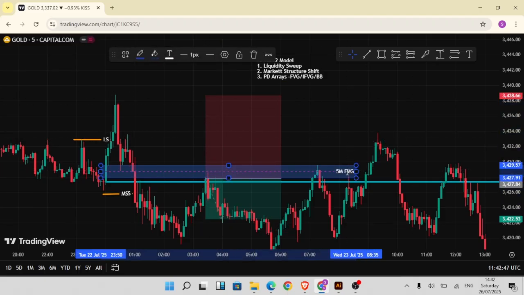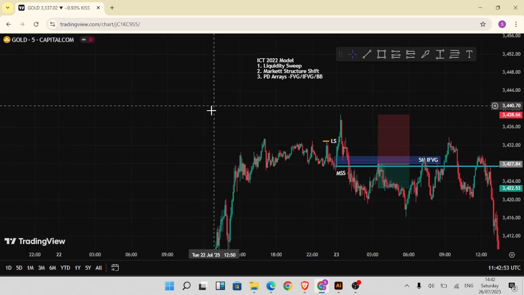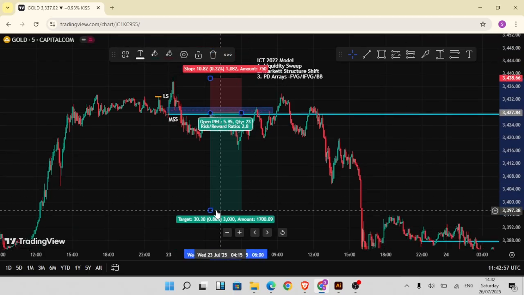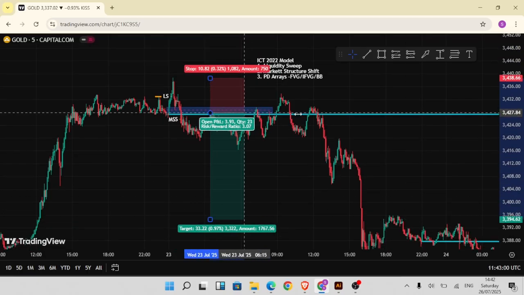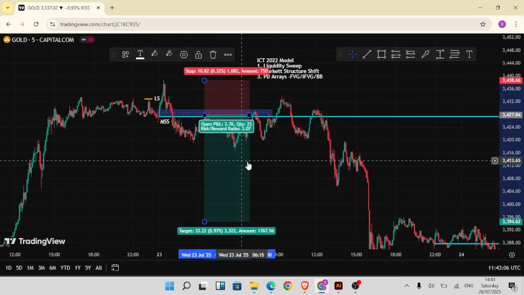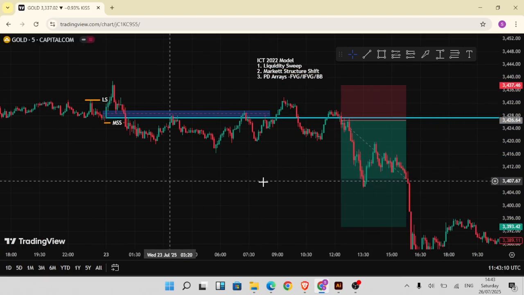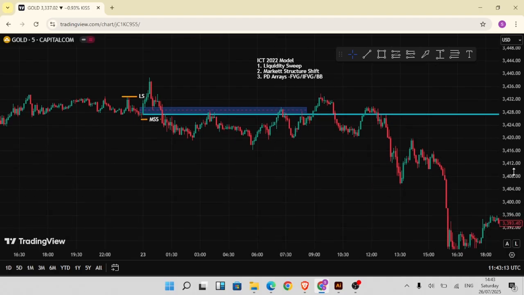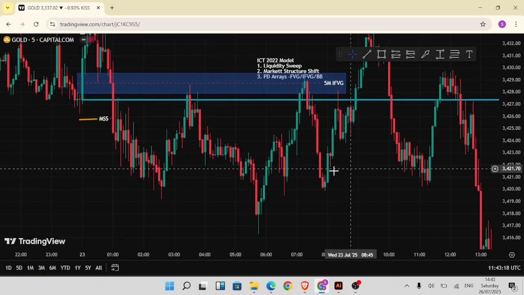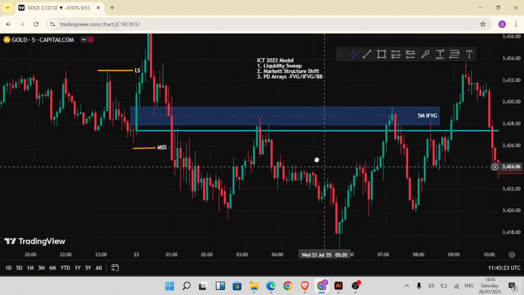This was an inverted fair value gap. Stop loss right above there, and take profit at a risk to reward ratio of 3. And if you look at that, we hit our take profit. So how are we going to advance our entries? Now this one is for scalpers or for those who want quick high risk to reward returns with tight stop losses.